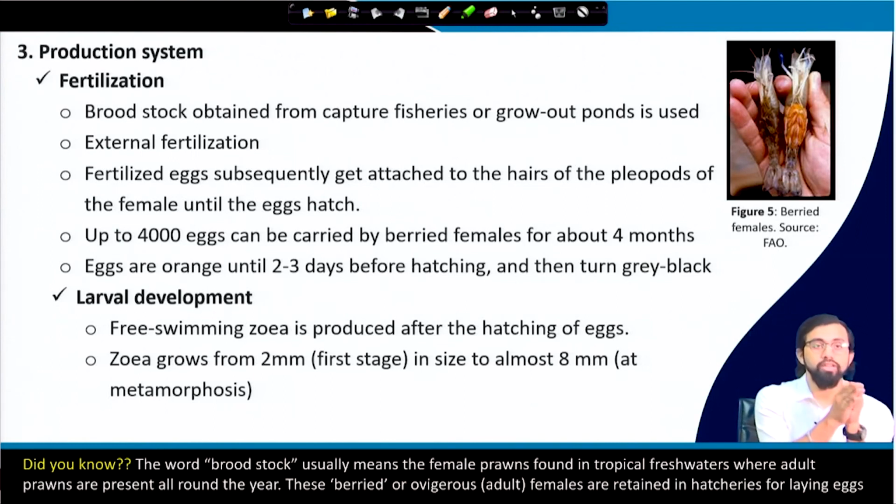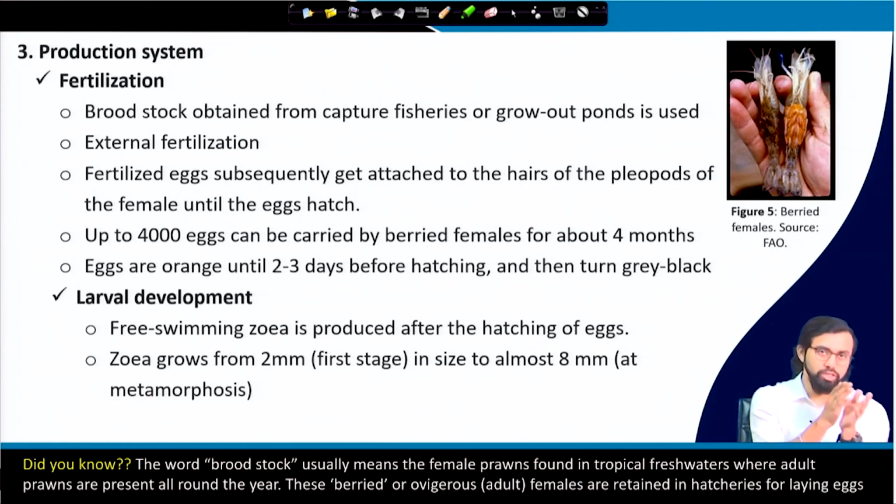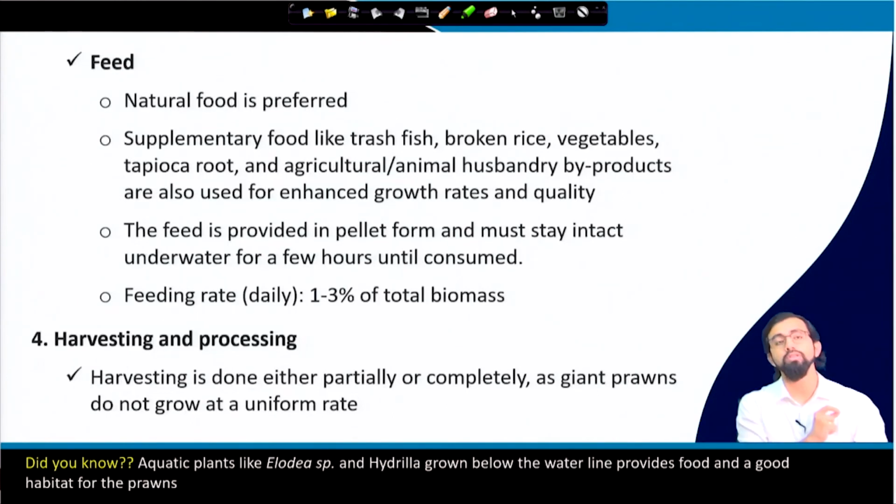The free-swimming zoea is produced after the hatching of the egg. The zoea grows from about 2 millimeter in the first stage to almost 8 millimeter at the end of the metamorphosis. What is their natural food? In general, they go for trash fish, broken rice, vegetables, tapioca root, agriculture and animal husbandry byproducts for enhanced growth rates and quality. The feed is provided in pellet form and must stay intact underwater for a few hours until consumed.